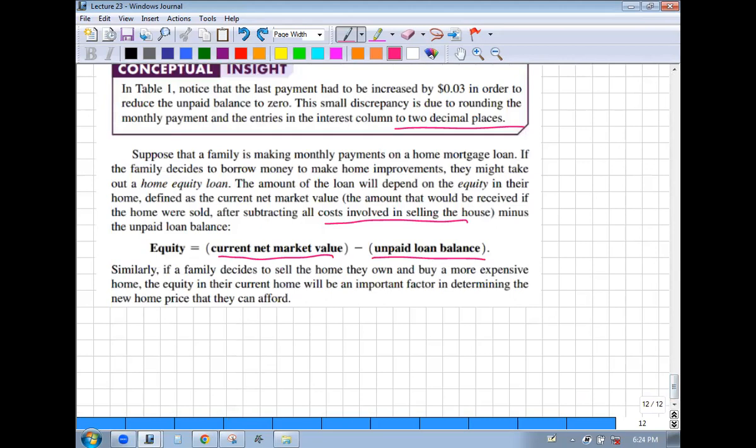Now we need this. The market tells us this. This is what we're trying to figure out. So after 10 years, after 24 years or whatever, this is what we're trying to figure out in our quiz here. Similarly, if a family decides to sell the home they own and buy a more expensive home, the equity in their home will be an important factor in determining the new home price that they can afford.